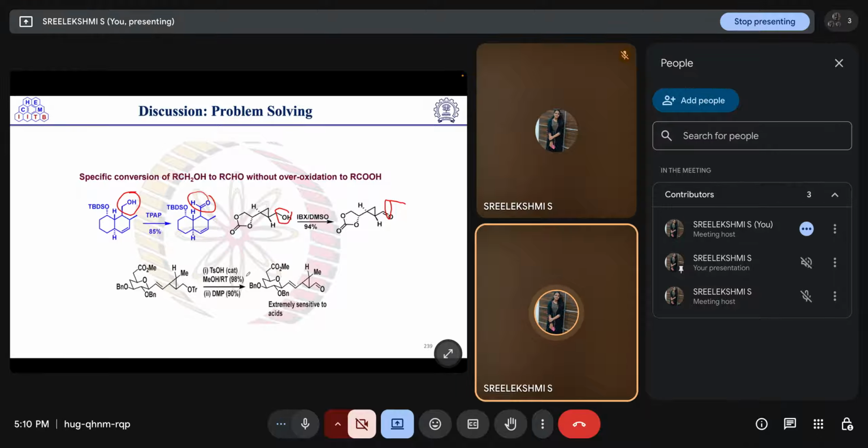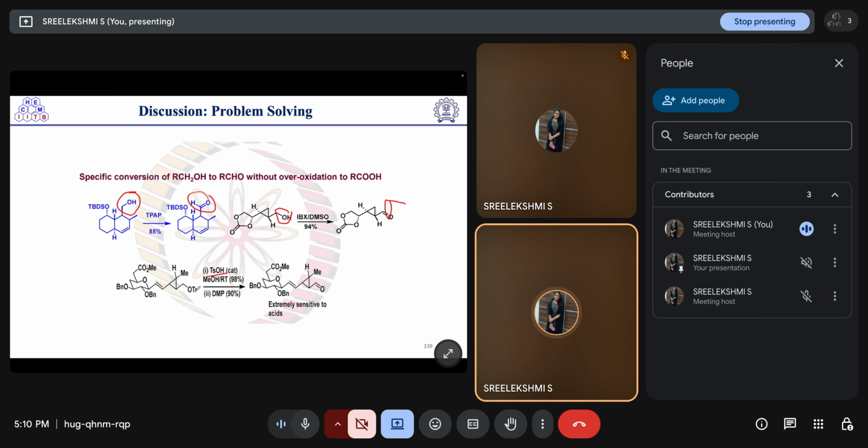And here, what is happening under this condition? At first, tosic acid, that is paratoluene sulfonic acid, is deprotecting this O-trityl group, so a primary alcohol OH will be there. Then DMP is oxidizing this primary alcohol into the corresponding aldehyde.